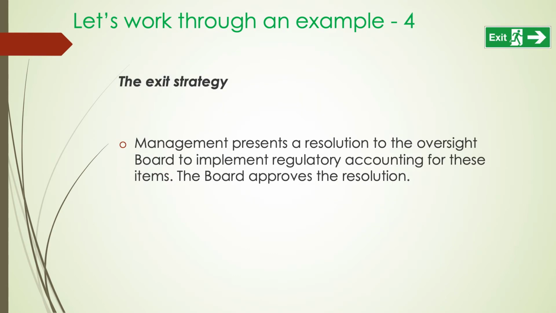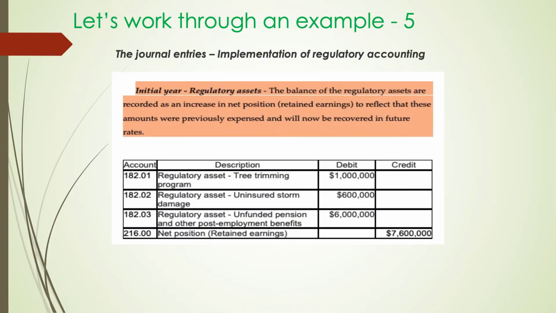You also have to remember that exit strategy. Without an exit strategy, you technically cannot use regulatory accounting for any of these items. So management presents a resolution to the oversight board to implement regulatory accounting for these particular items, and the board approves the resolution. So we are good to go, and we can make the journal entries that we see starting in the next slide. Now we'll go through the journal entries for the first year of using regulatory accounting.